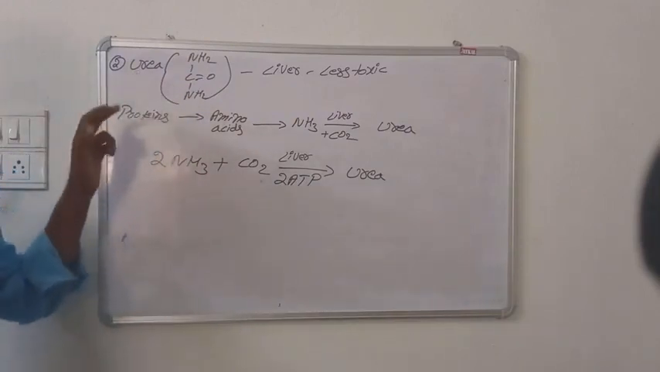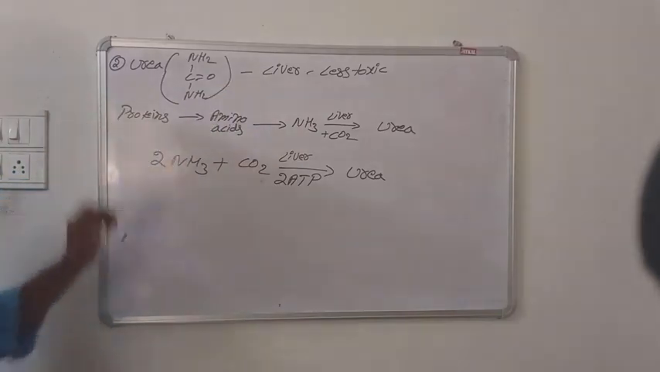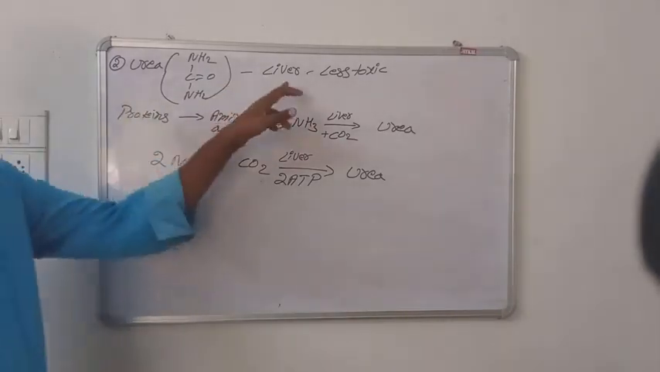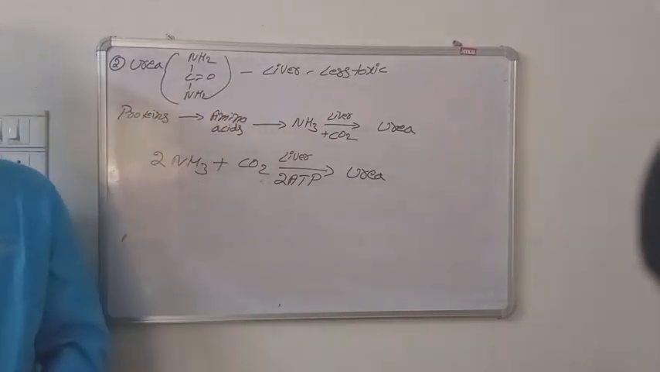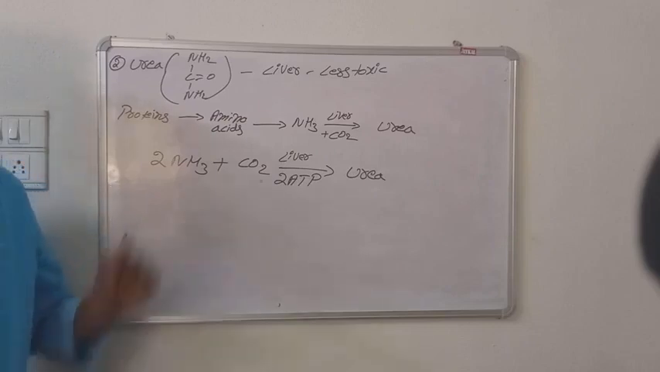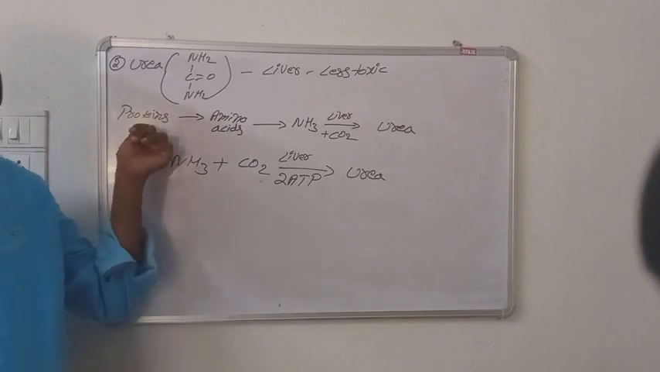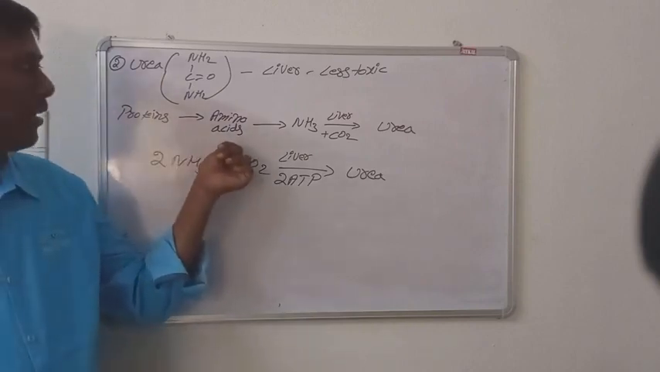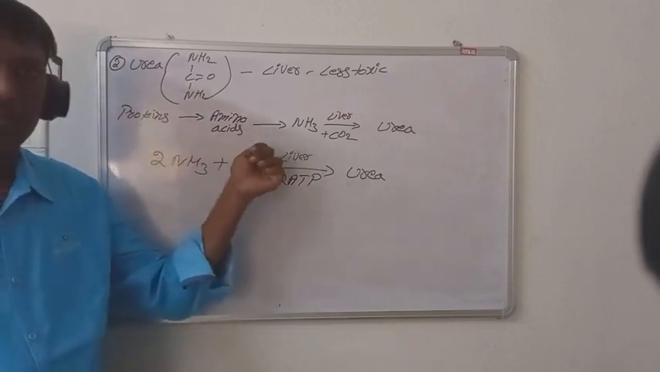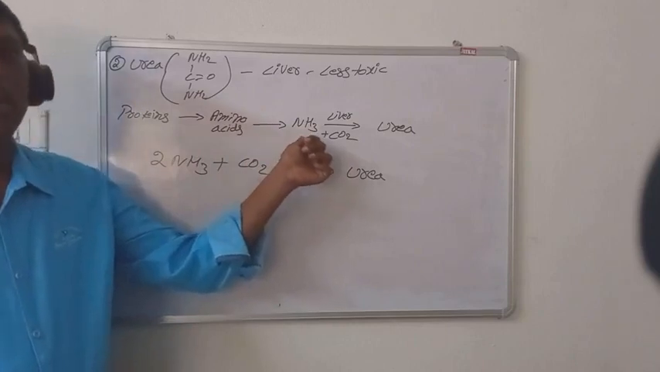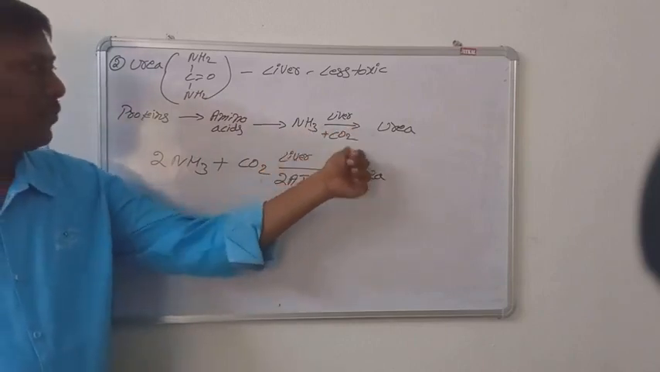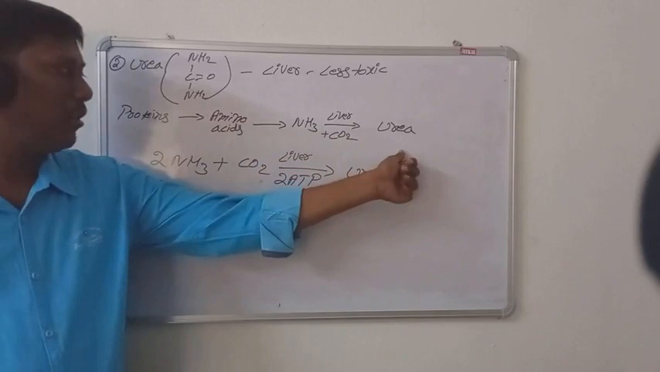The formula of the urea is NH2CO NH2. The urea is produced in our body in the liver. Urea is less toxic when compared with the ammonia. And how the urea is produced, already we discussed. The proteins break down and produce amino acids. Later, the amino acids by the deamination process convert into ammonia. Now in the liver, the ammonia combines with the carbon dioxide and produces the urea.